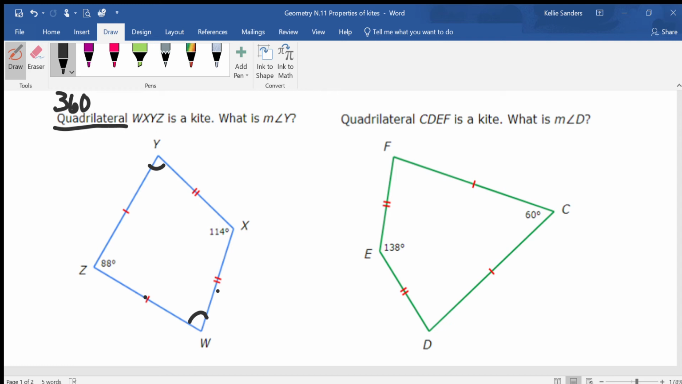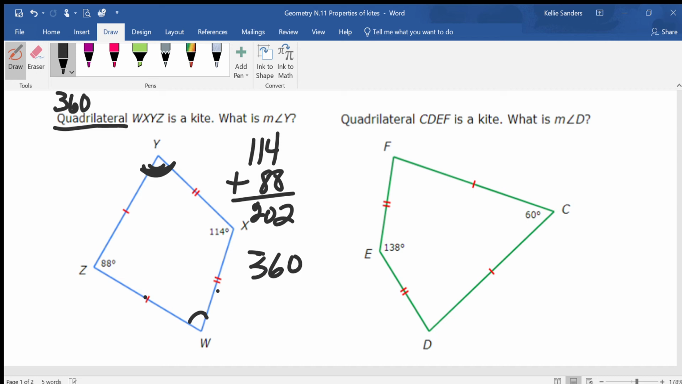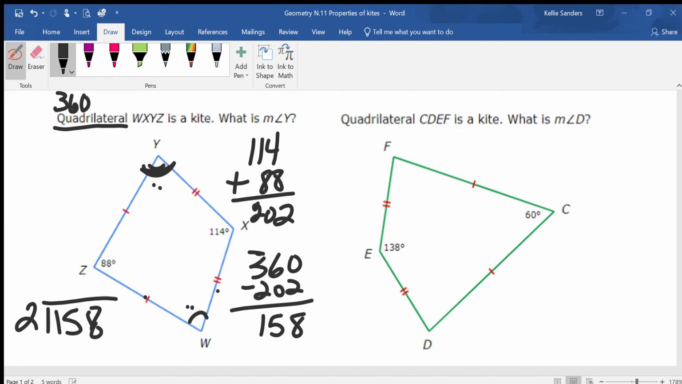So what you're going to do when you're looking for one of those angles, we're going to add what we know. We're going to take that from 360 because all of them should add up to be 360. So these two angles add up to be 158 because that's what's left. And since they are congruent, we're going to divide by 2 and get 79. Now I'm doing all this in my head or scratching it out, so I could be wrong on them. So check my work and see if I am.